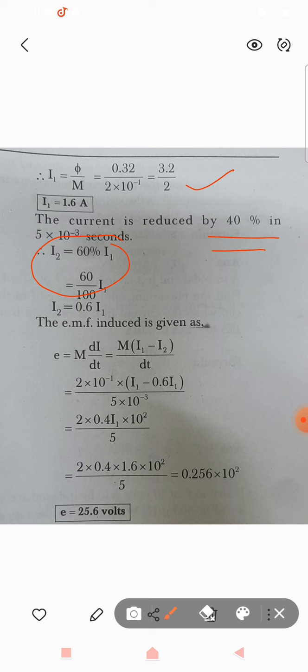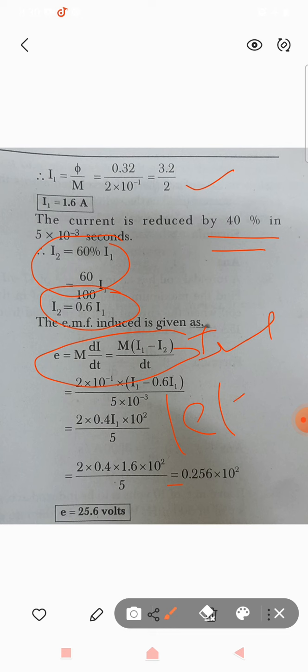So I2 is equal to 60% of I1. So I2 is equal to 0.6 I1. Then we will use the formula EMF E is equal to M into di by dt. So M into I1 minus I2. Suppose someone takes I2 minus I1, then there will be no change, only he will get the negative sign here. Then you can take out the modulus sign for the final answer.